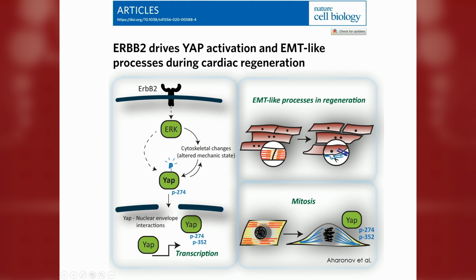Looking into the molecular pathways, we found that ERBB2 activates YAP signaling very strongly, mediated by ERK signaling. We also showed very interesting EMT-like processes of cardiomyocytes when they are de-differentiated. Essentially, they lose connectivity, they start to migrate, they secrete enzymes that degrade the matrix, and obviously they are very much proliferative.